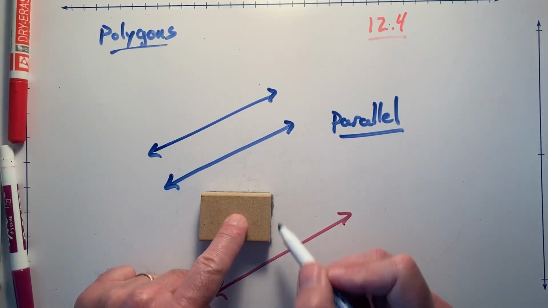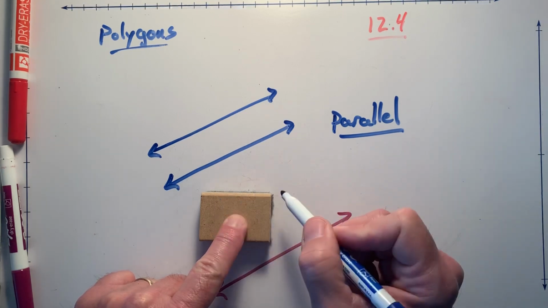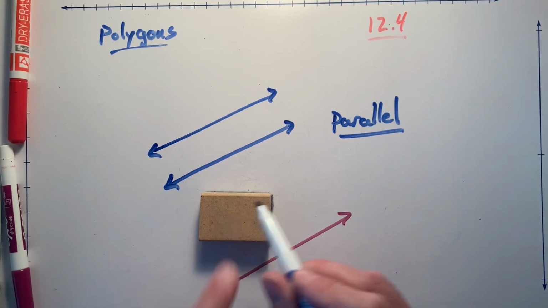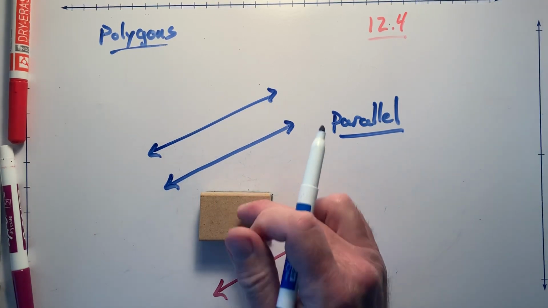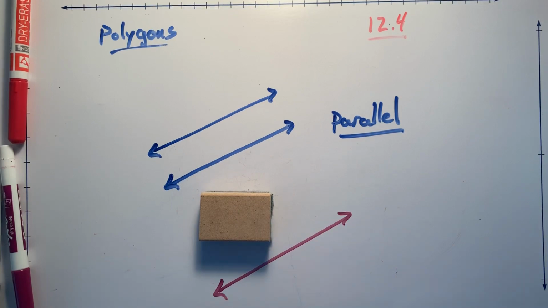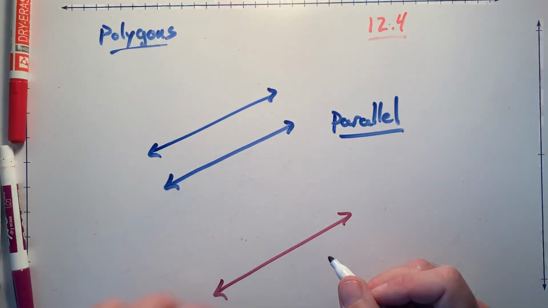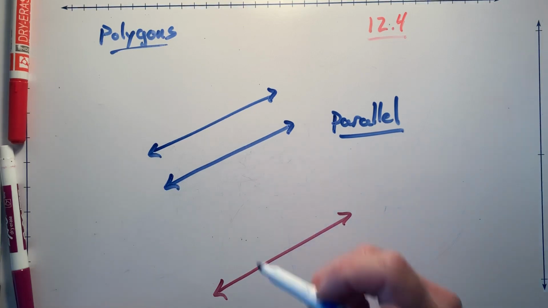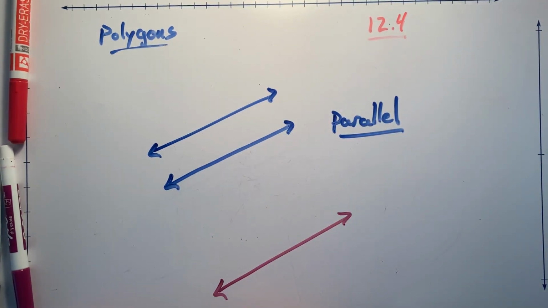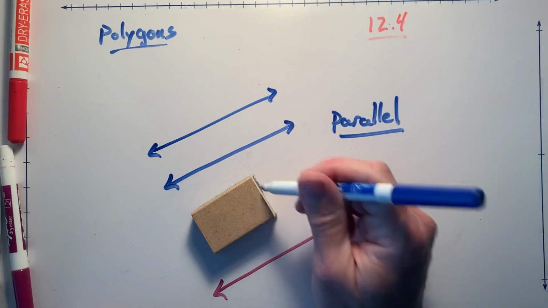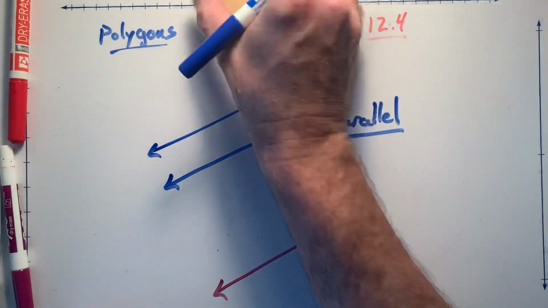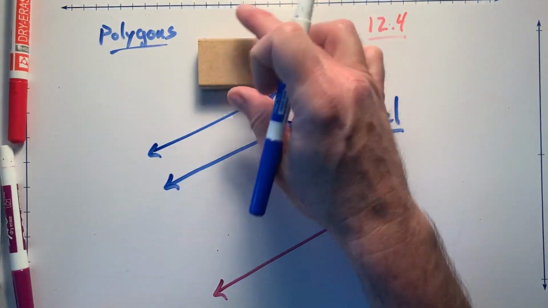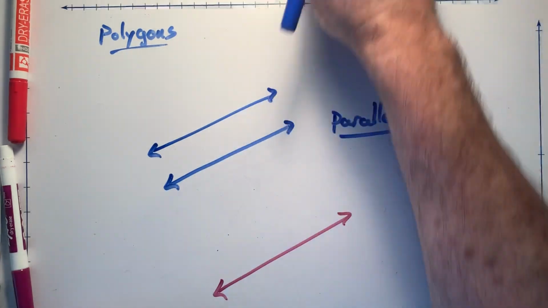The sides of a rectangle will never, ever intersect. Now, these 2 line segments will intersect and form a vertex, but this line and this line are opposite each other, and they are parallel. That's going to be important because we're going to find some shapes that have parallel sides. That means those 2 sides will never touch each other, but they will touch the other sides, but not this and this right here. They will never touch.